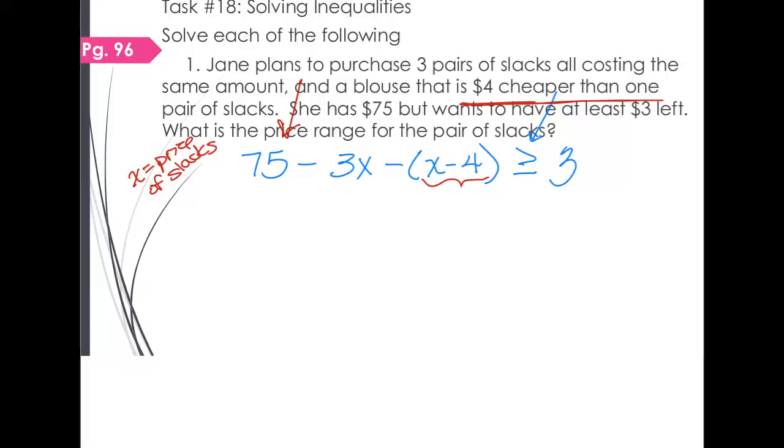Now, let's try to simplify this expression on the left side of the inequality. So this is still 75 minus 3x. And then I have minus this in parentheses. So what is that going to do with that in parentheses? What would that simplify to be? Plus 4 and is greater than or equal to 3. All right, now what?